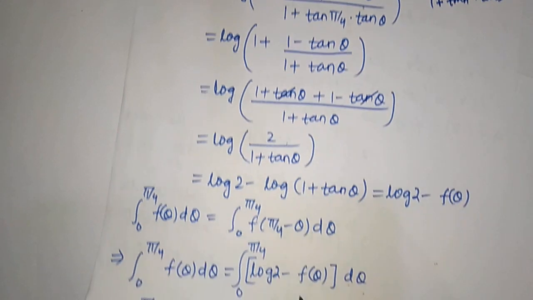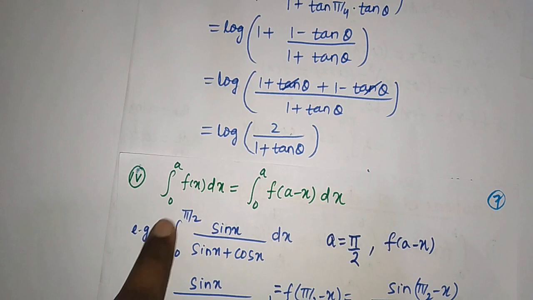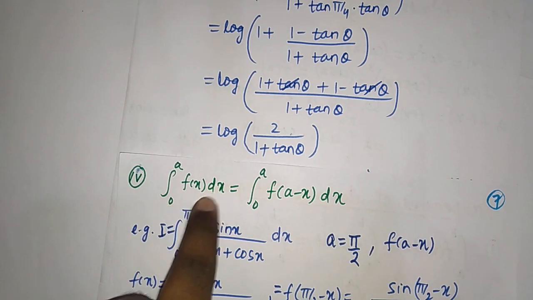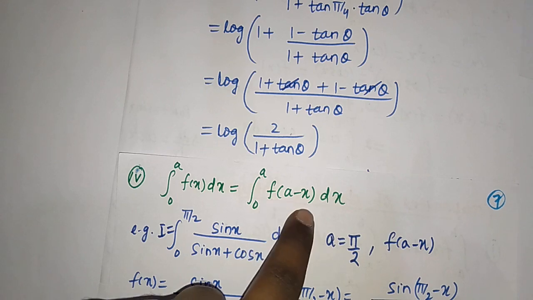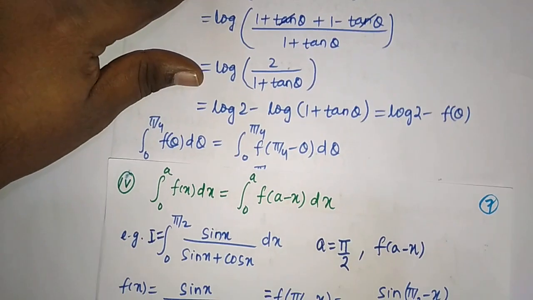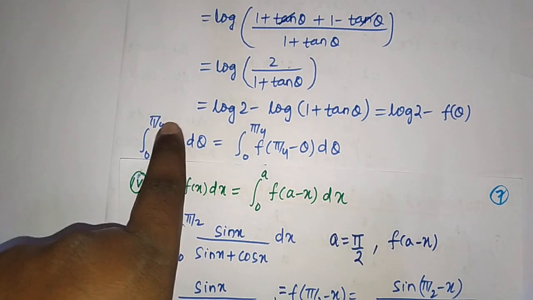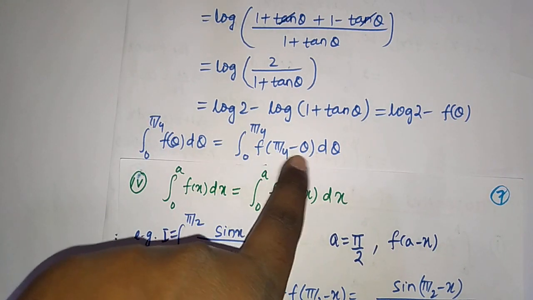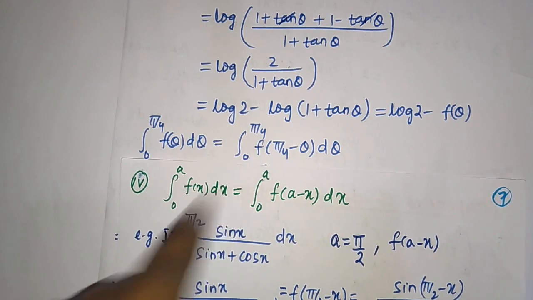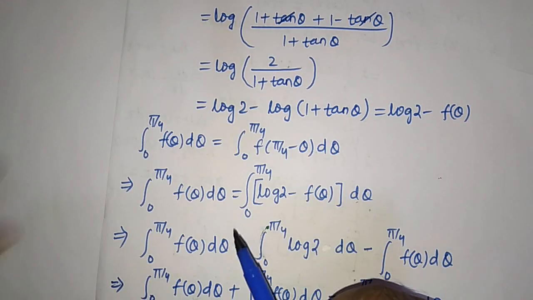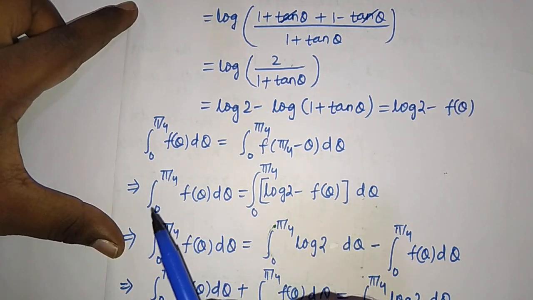But according to the formula, integration of f of x from 0 to a is equal to integration of f of a minus x from 0 to a. We will get this thing here, integration of f of theta from 0 to pi by 4 is equal to integration of f of pi by 4 minus theta from 0 to pi by 4, both will be the same by this property. Now here you write, see, on the left hand side f of theta will be there.